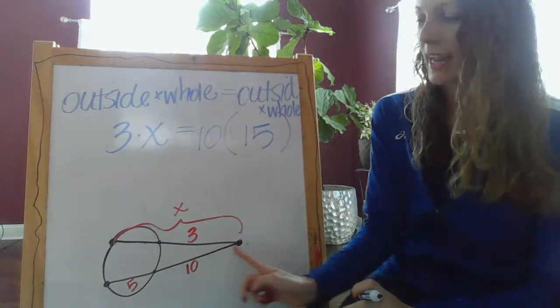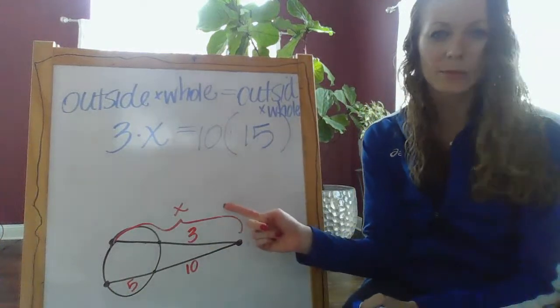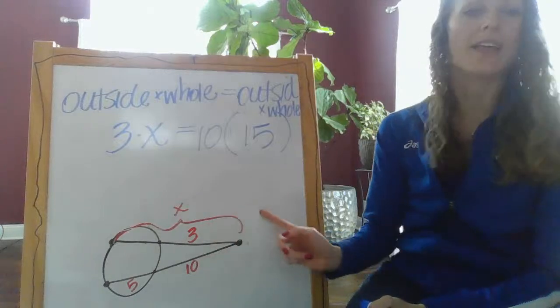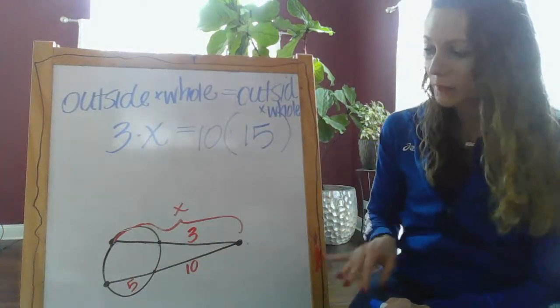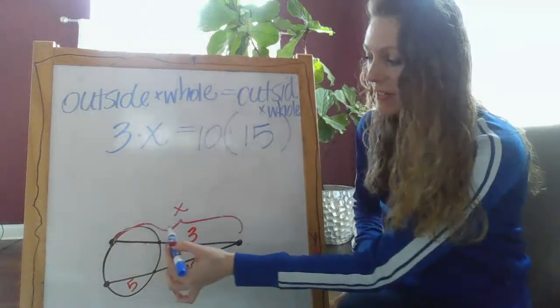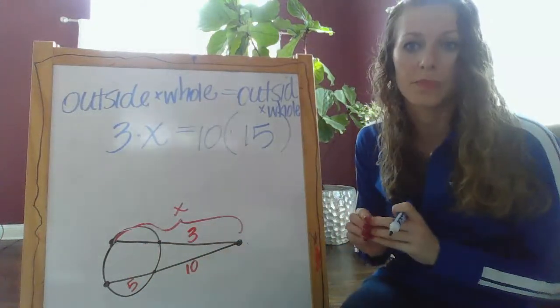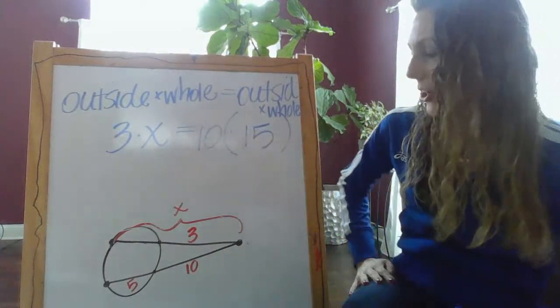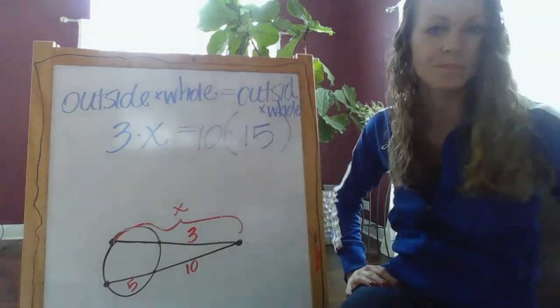So outside part times whole. Now the difference in this one was that we were given the x to span the whole side. So on most of the problems, most often you are going to add up the two parts unless they happen to have given you the entire length like that, okay? So that would be our equation. We would just divide by 3 and we'll have our answer for x.